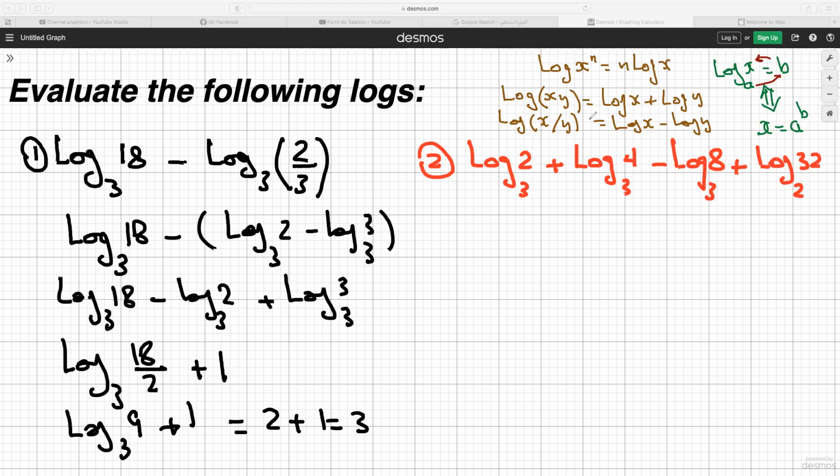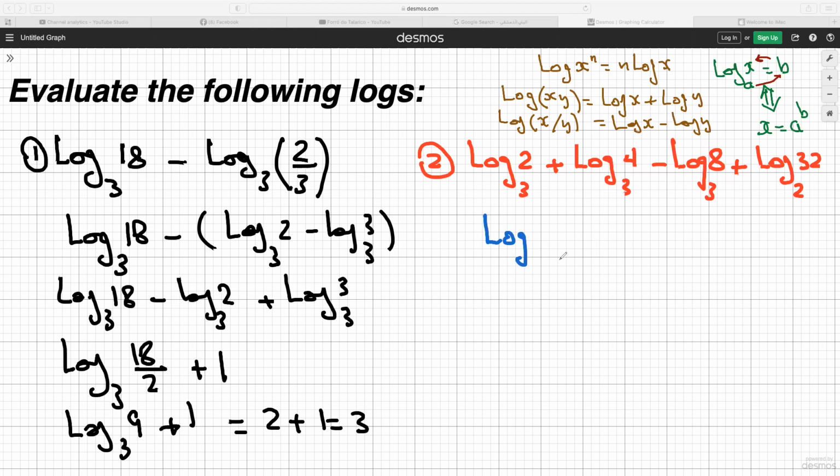Now, how about here? Here, if I'm doing this, I will combine the logs that have the same base, but here it doesn't have the same base, so you cannot combine this log with these logs. And I always tell my students, yes, when you multiply, you change it to addition, and when you're dividing, you change it to minusing.